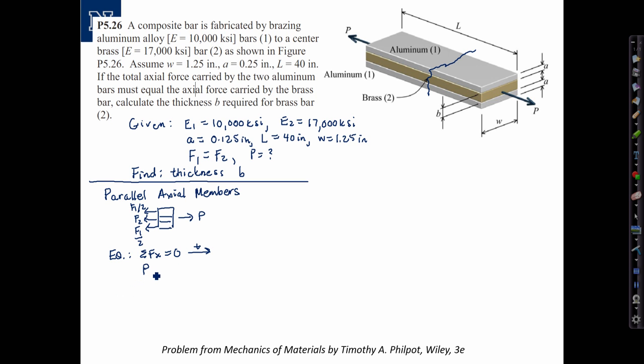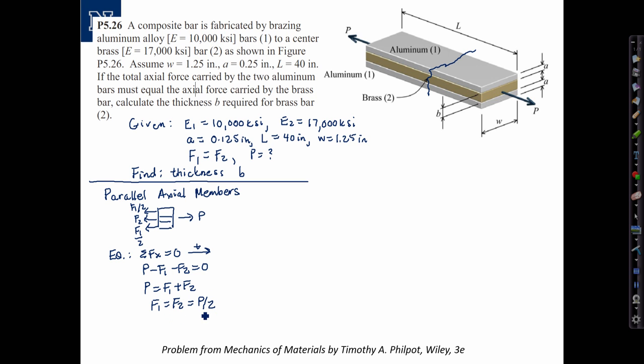And I have P minus F1 minus F2 equals 0, because the total force acting to the left, F1 over 2 plus F1 over 2, equals F1. Okay? So from equilibrium I would get that P equals F1 plus F2. Now I already know that F1 equals F2, so this tells me that F1 equals F2 equals P over 2.